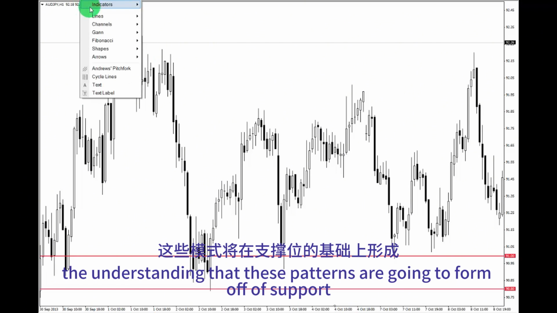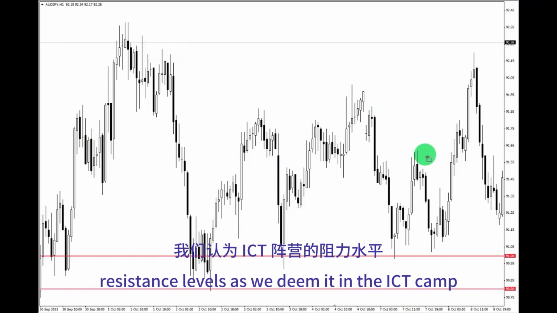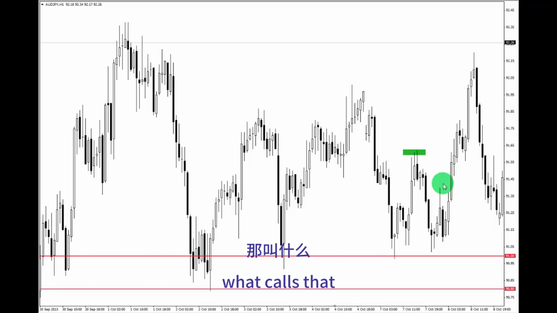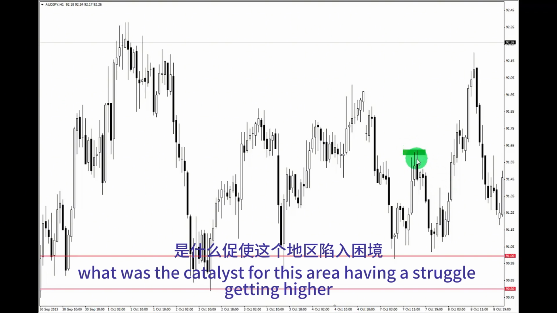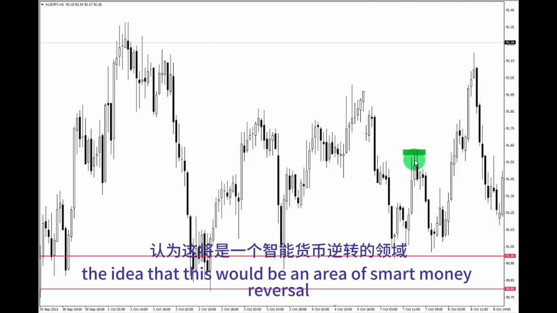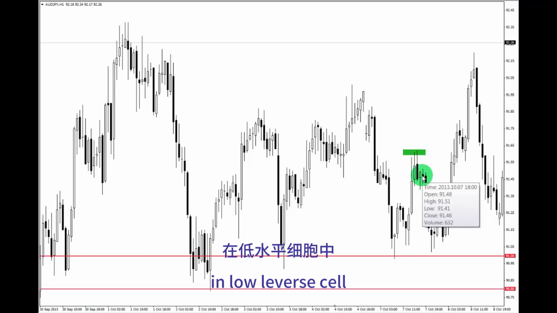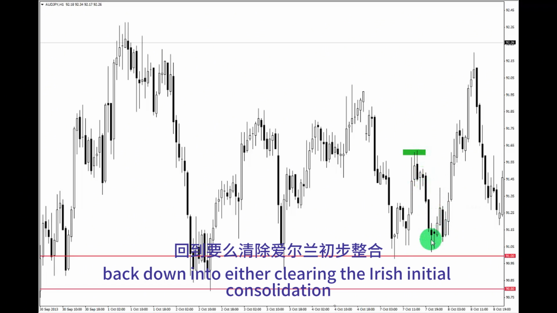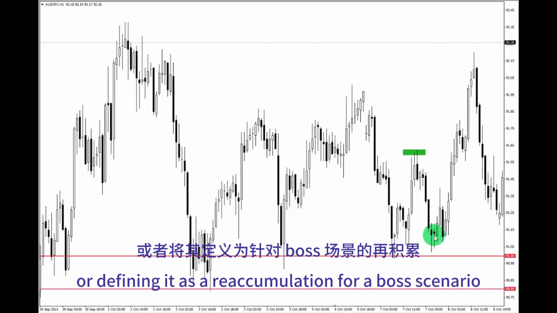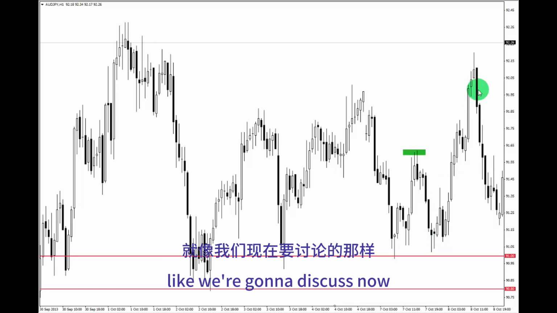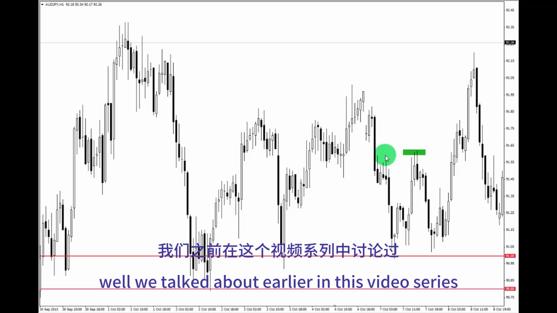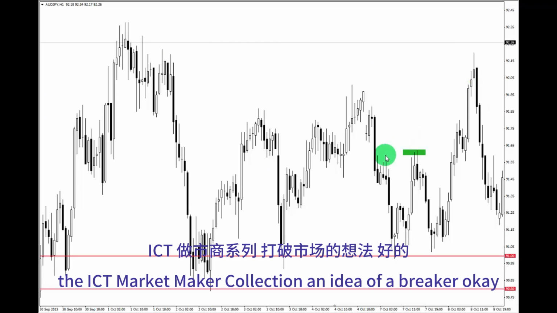the understanding that these patterns are going to form off of support resistance levels as we deem it in the ICT camp, what caused that? What was the catalyst for this area having a struggle getting higher? That we could frame the idea that this would be an area of smart money reversal, then low risk sell back down into either clearing the initial consolidation or defining it as a reaccumulation for a bullish scenario like we're going to discuss now.